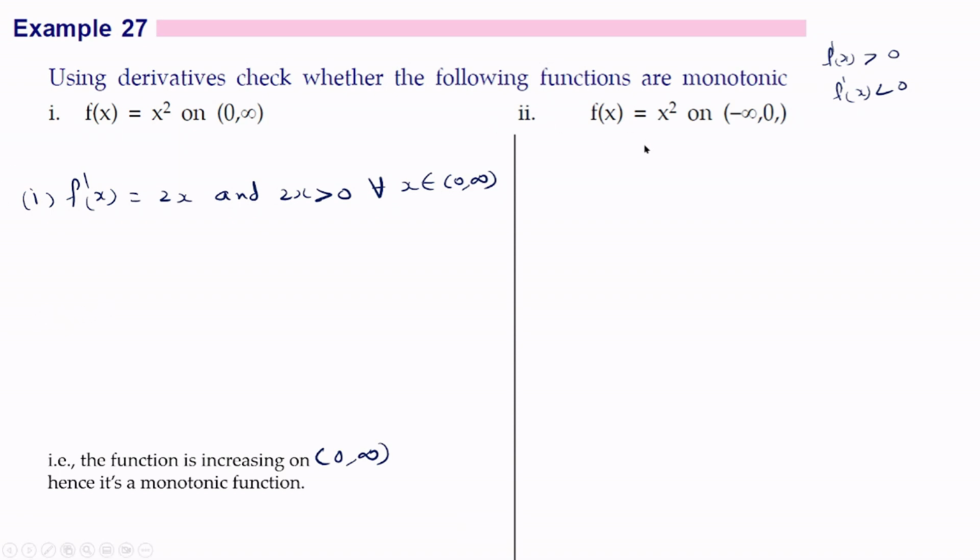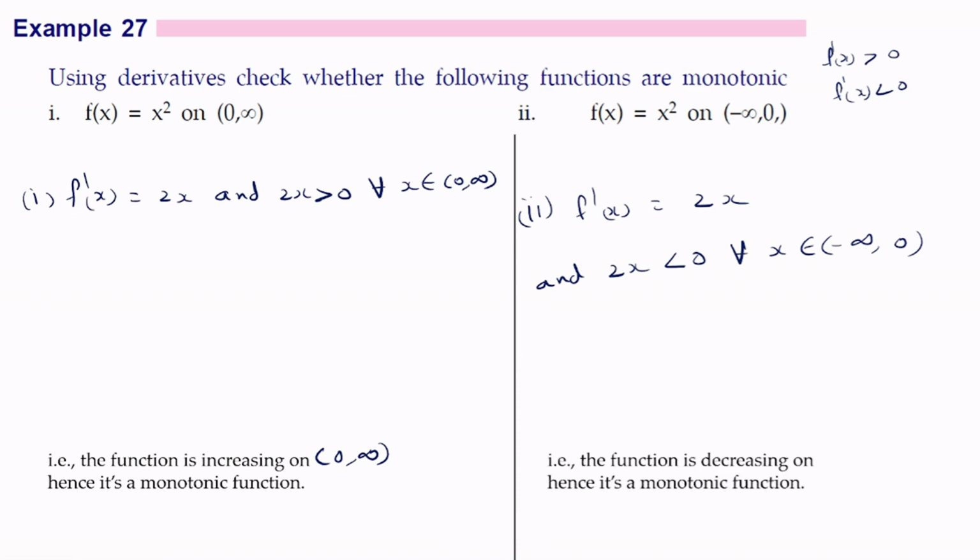Next we have the second subdivision, f of x is equal to x square on the open interval minus infinity, 0. So f dash of x is equal to 2x, and here we can see that 2x is less than 0 for all x belongs to open interval minus infinity, 0. So here the function is decreasing on the open interval minus infinity, 0. So it is a monotonic function.